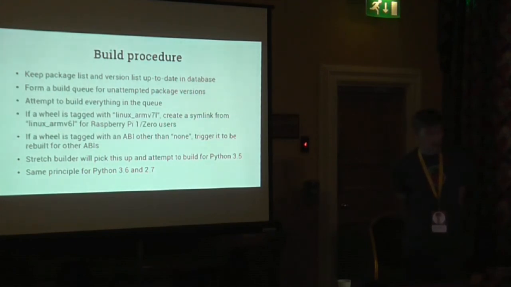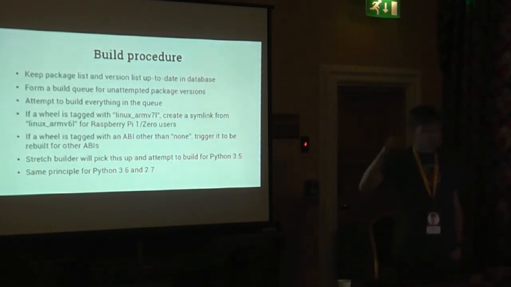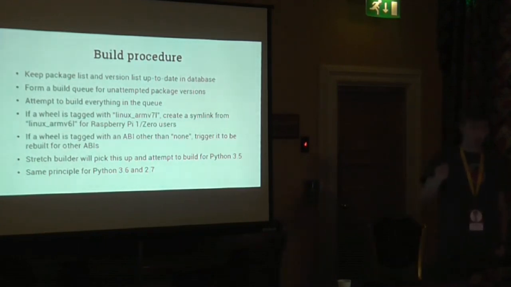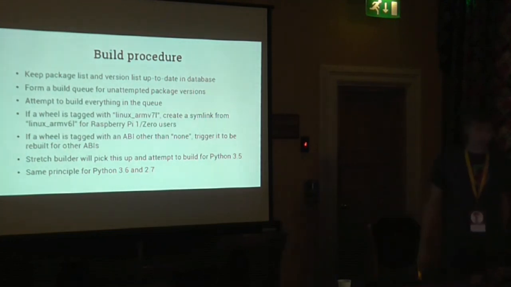After something has been built, if it gets tagged with something other than any for the architecture, so if it's Linux ARMv7L, then we create a symlink from that file to the same file request but with Linux ARMv6L, and deliver the same file. So we've built it on a Pi 3, but we give you one we call ARMv6 for a Raspberry Pi 1 or 0 user.